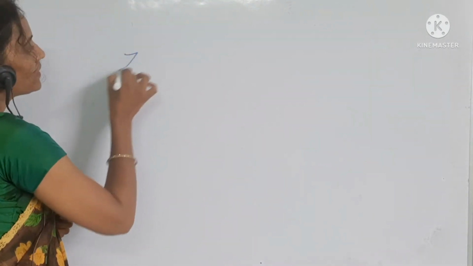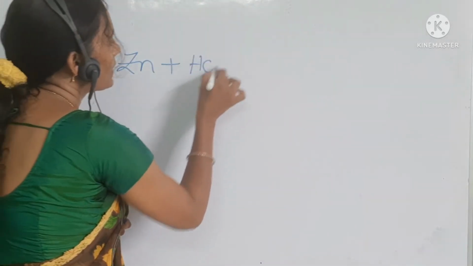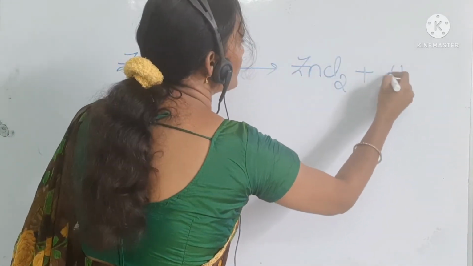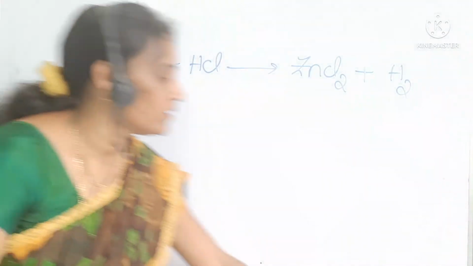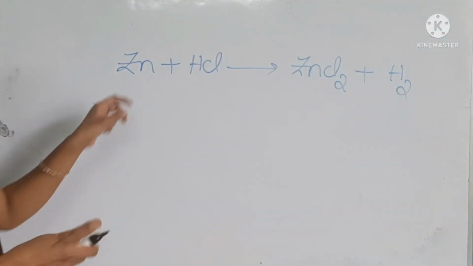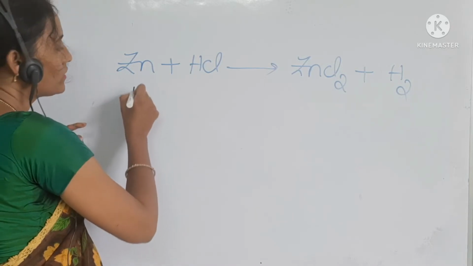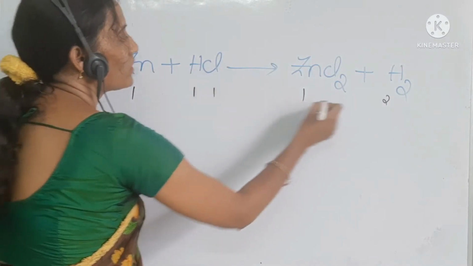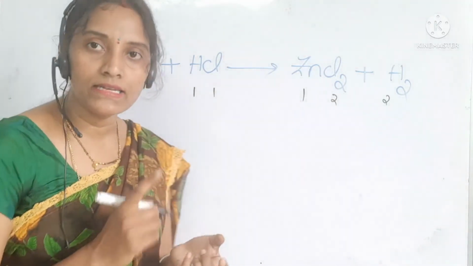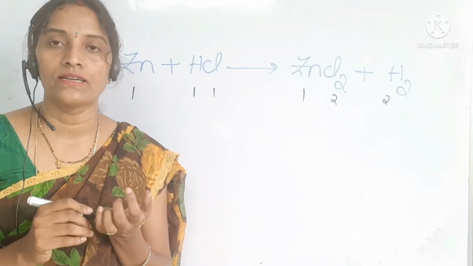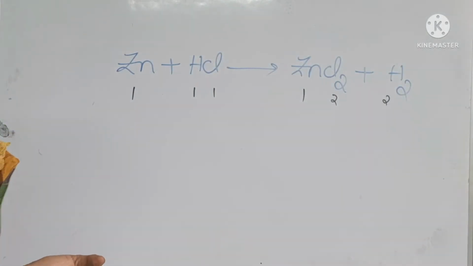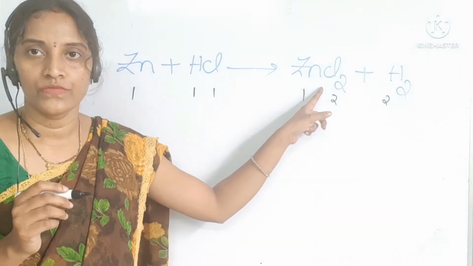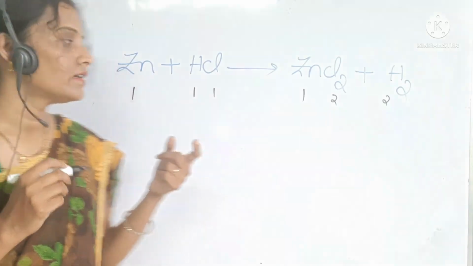See, zinc reacting with hydrochloric acid, then it will form zinc chloride and hydrogen gas. Okay, here is it balanced or not, you can check. It is not balanced one. Here zinc one atom, here one, hydrogen one, but there two atoms, chlorine one, but here two. So you have to balance the number of hydrogens and chlorine atoms present on the product side and reactant side.